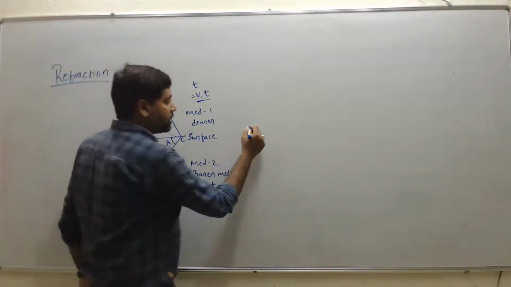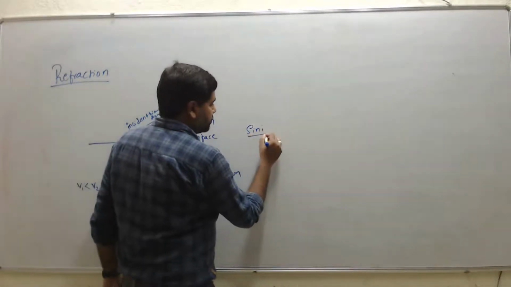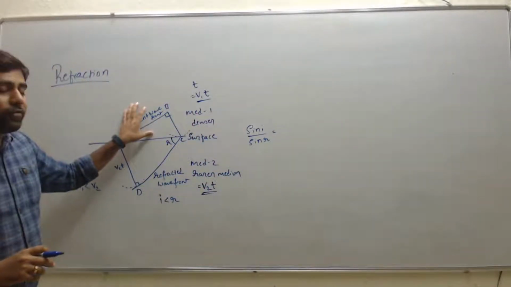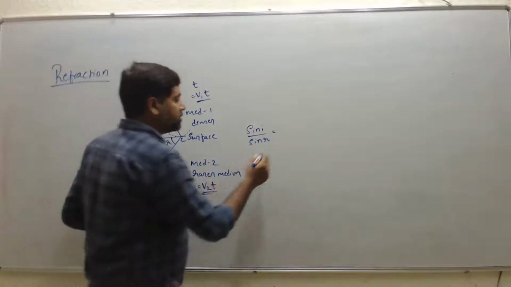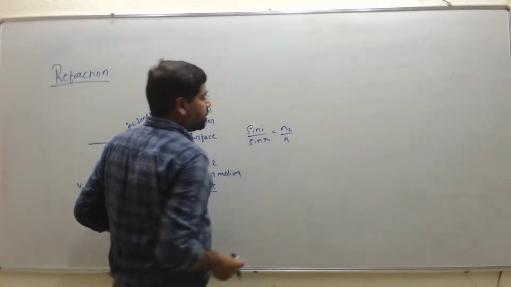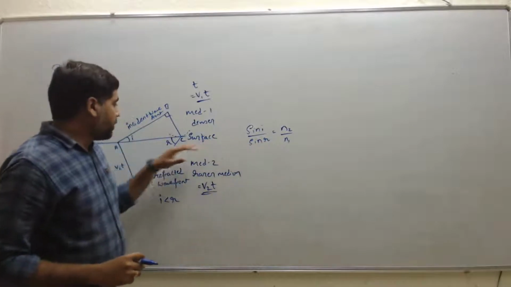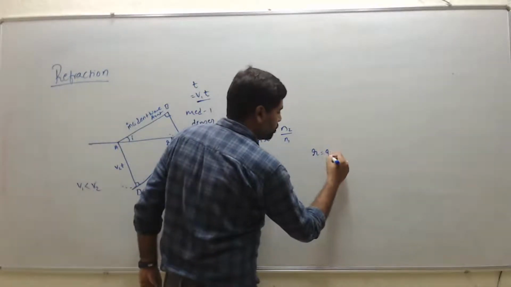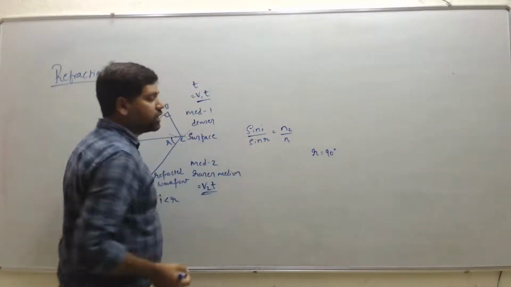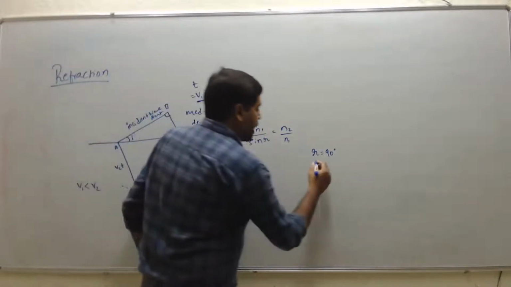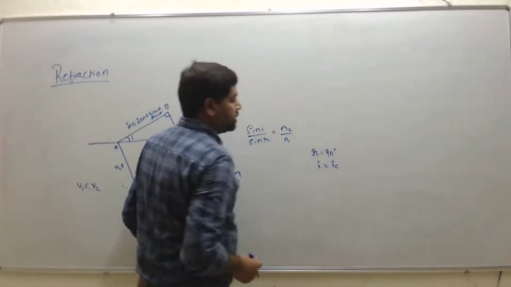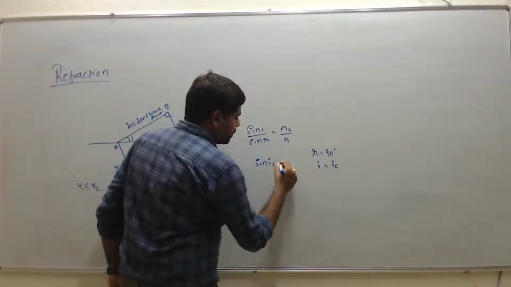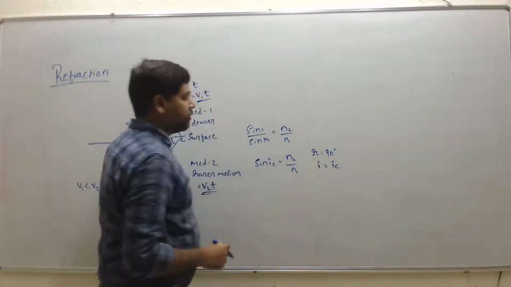As in the previous class we discussed, we derived the relation sin i by sin r, that is, we proved Snell's law by using refraction of a plane wavefront. That is sin i by sin r equals n2 divided by n1. If the angle of refraction is 90 degrees, then r equals 90 degrees, the value of sin r becomes 1. In that case, angle i equals angle ic, that is the critical angle. Then we can write sin ic equals n2 by n1.